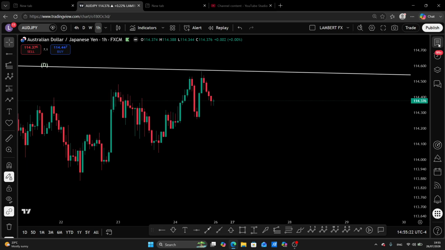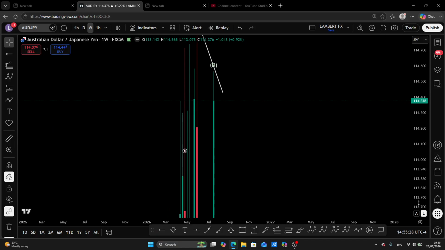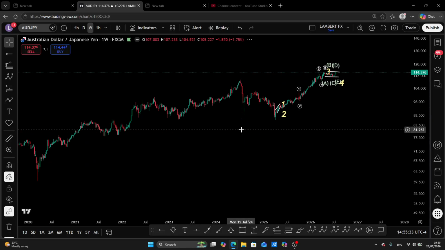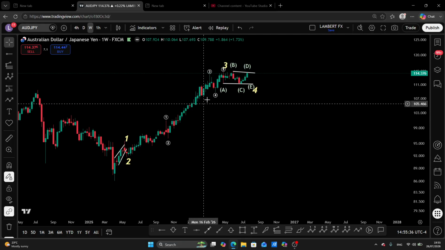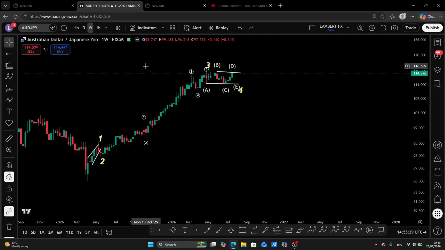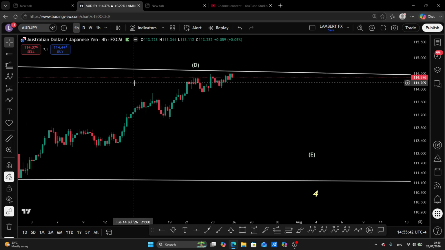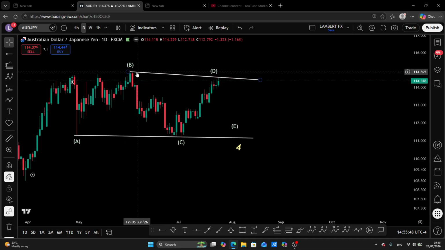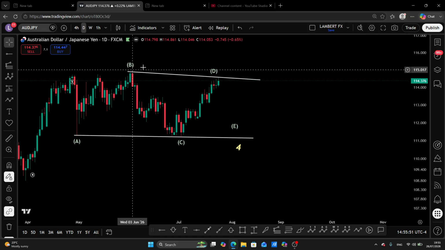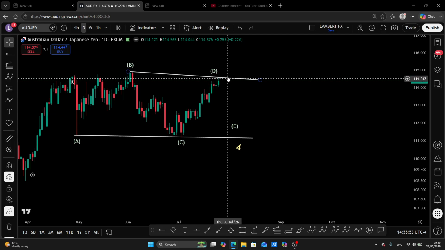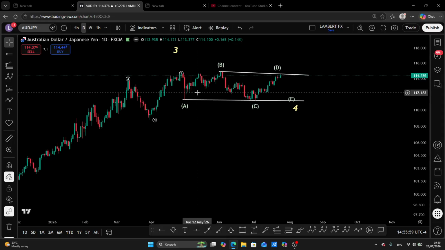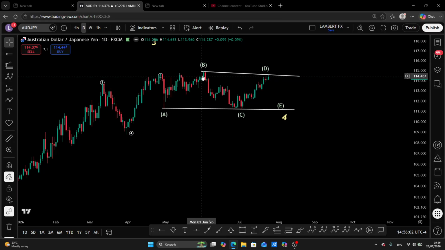For this pair, I'm going to do a top-down analysis from the weekly time frame, because this was a beautiful chart that I took time to analyze from this low here. So what I'm looking for, I think on the daily time frame actually, is a signal for a shorting opportunity, because this to me looks like an ending diagonal.